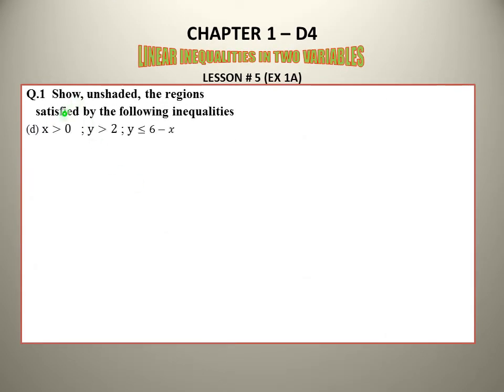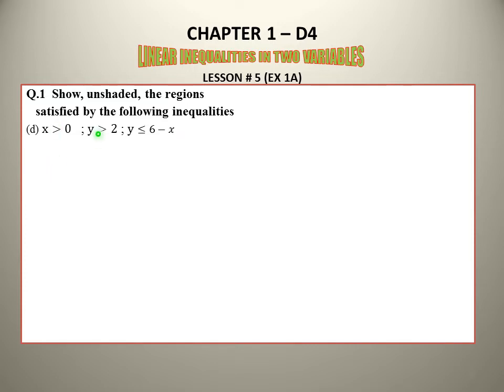In this question, which is part D of question number 1, you are given 3 inequalities: x greater than 0, y greater than 2, and y is less than or equal to 6 minus x. Now look, the first inequality has only one variable, which is x. So the graph of this inequality will be a straight vertical line.